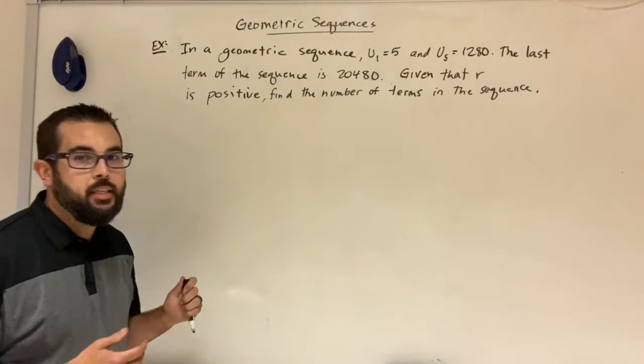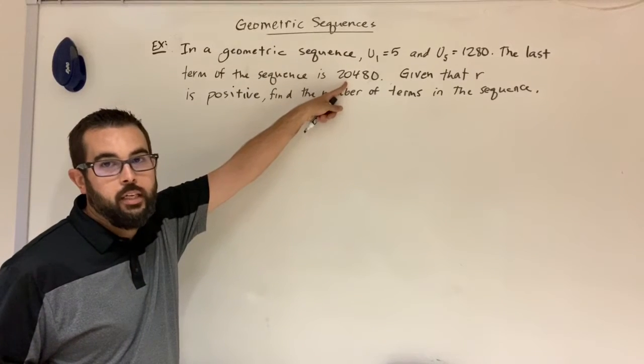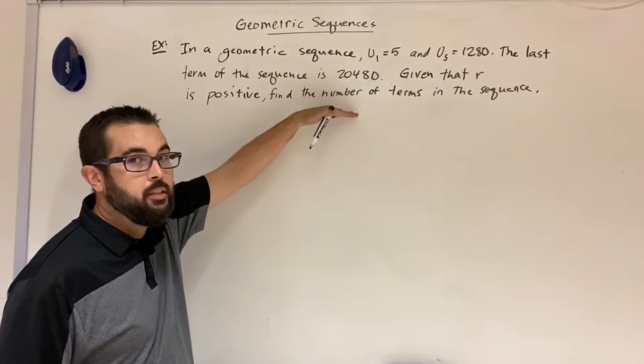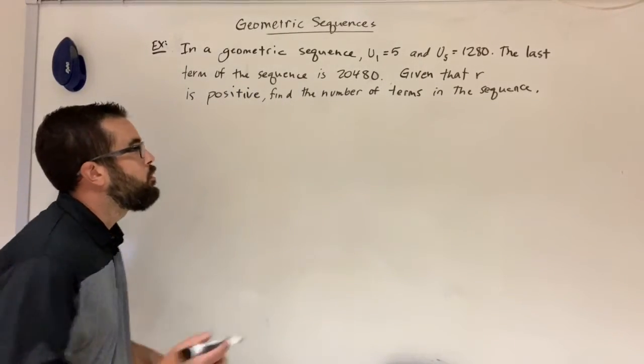So we have a finite sequence. We're given the first, the fifth, and the last, which they don't tell us the last, obviously, because that would tell us the number of terms in the sequence. So that's what we have to find. So we first have to find that common ratio.